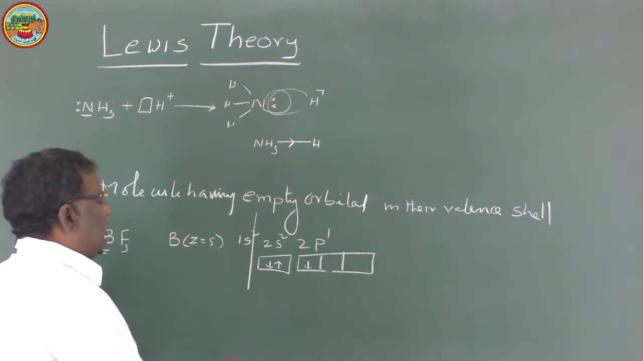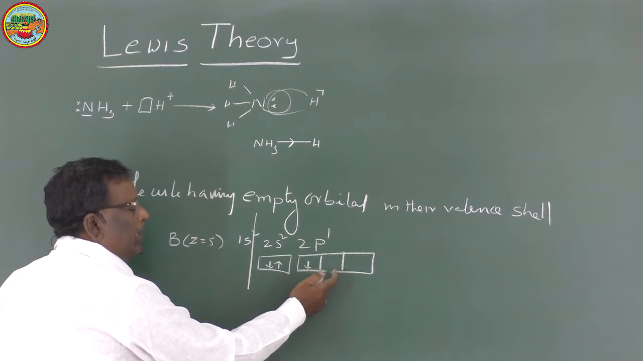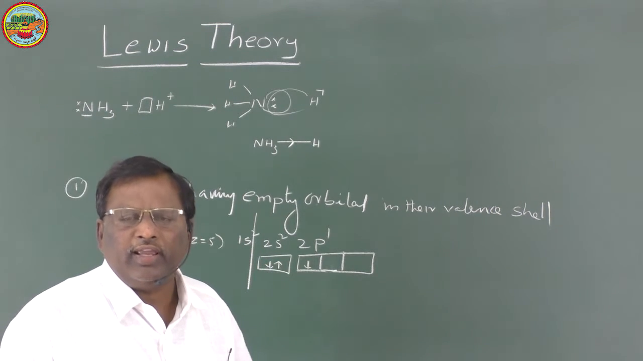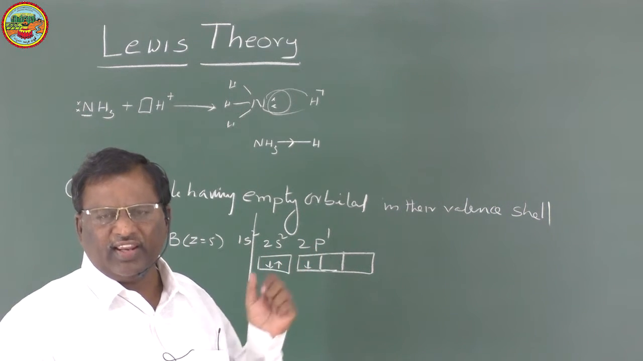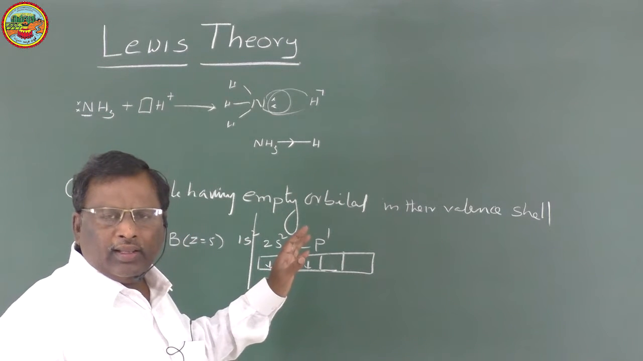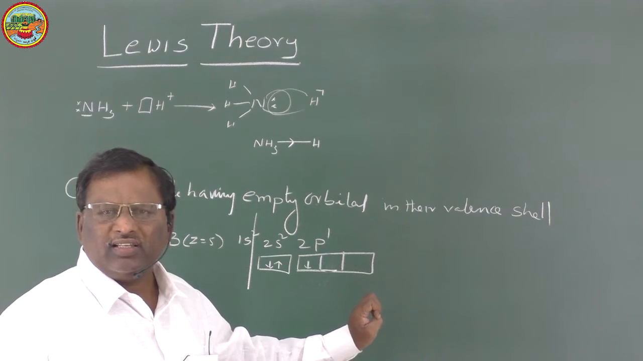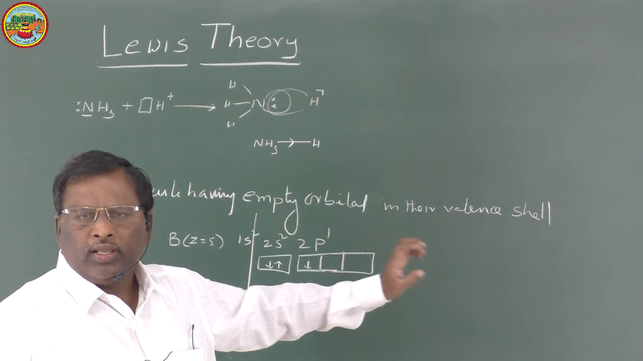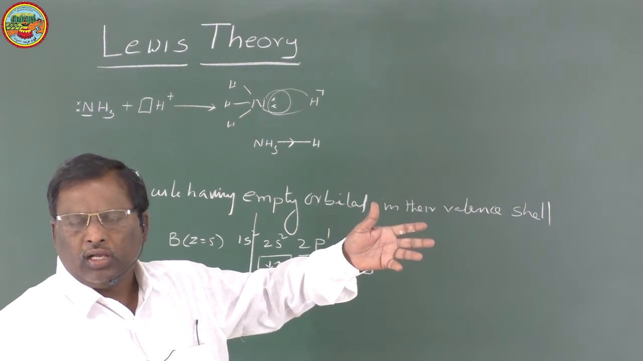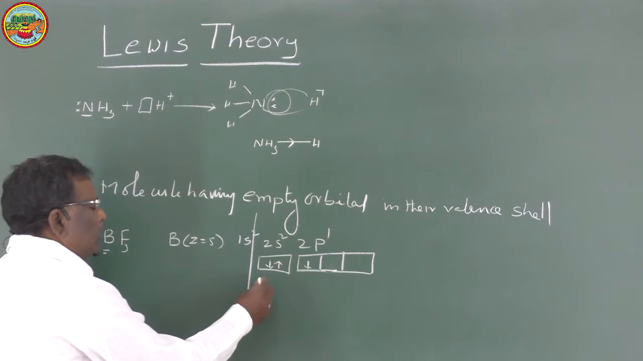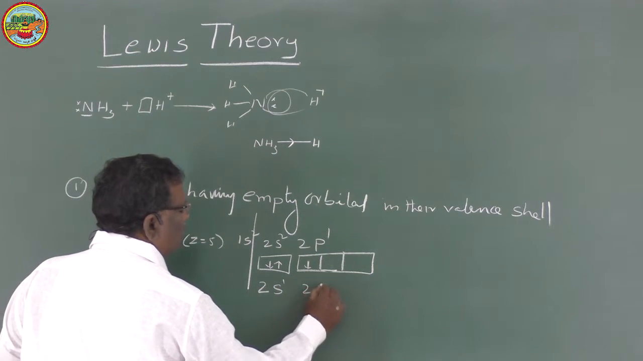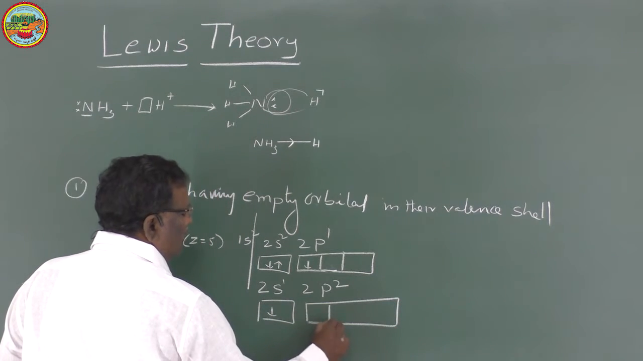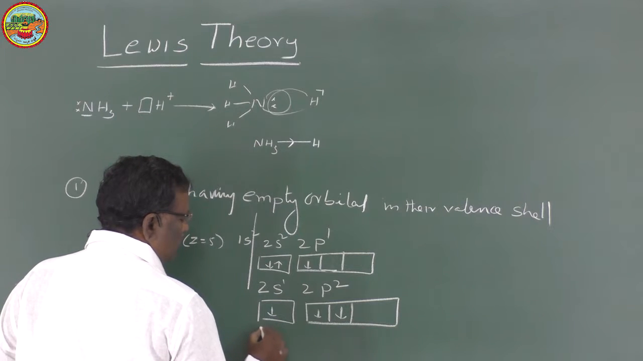In the excited state, a 2s electron will enter the empty p orbital, because the energy of 2s and 2p is almost equal in boron; the energy difference is very small. When chlorine or fluorine approaches, this s electron is excited and enters the 2p orbital. Then the electronic configuration becomes 2s1, 2p2. Now, one half-filled s orbital and two half-filled p orbitals are present.